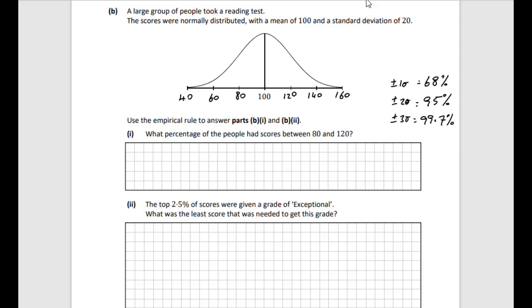Okay, so the first one then, what percentage of people had a score between 80 and 120? Well, 80 is here, 120 is here, that's 1 standard deviation above and below, so that's 68%.